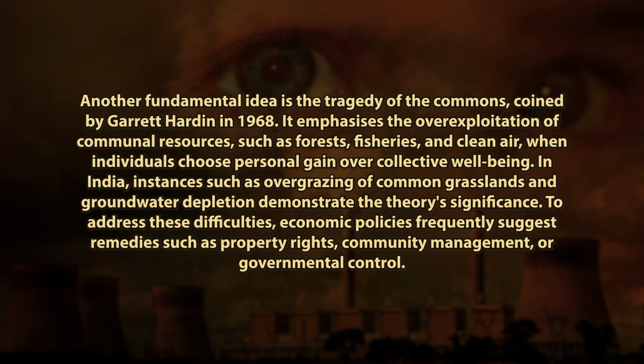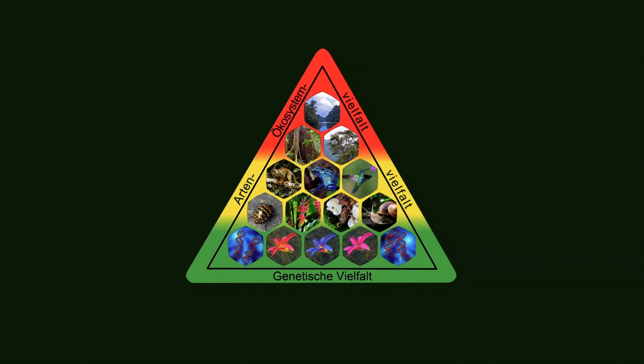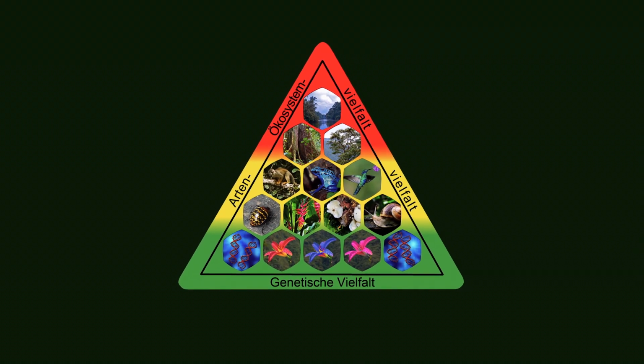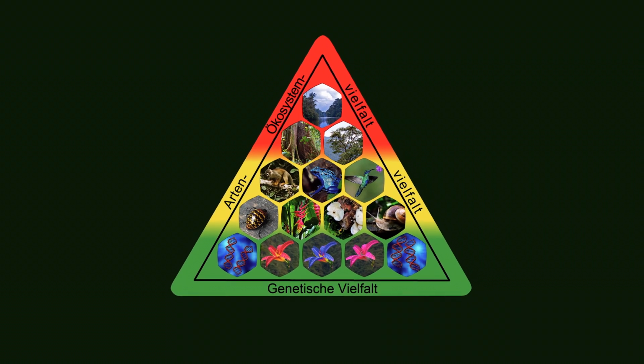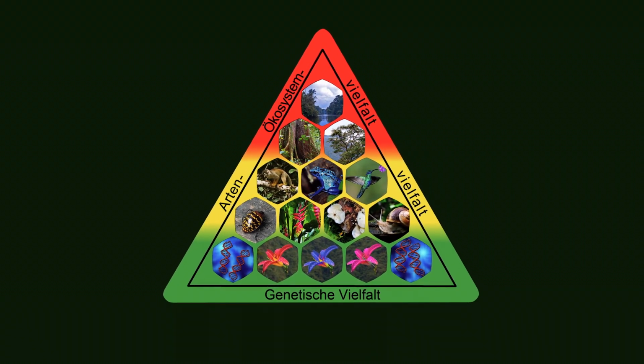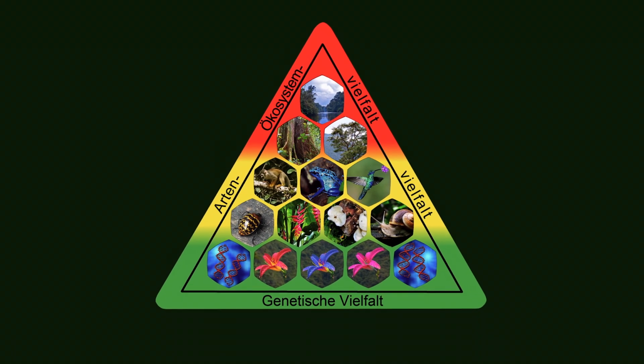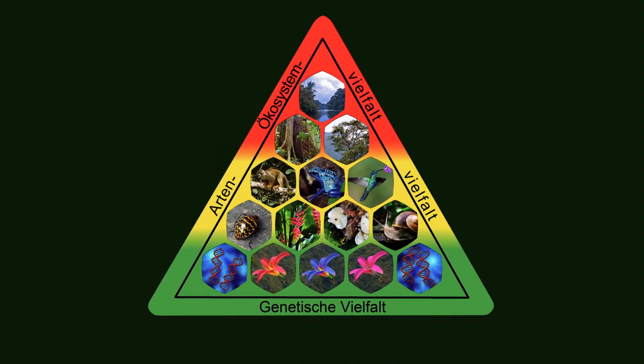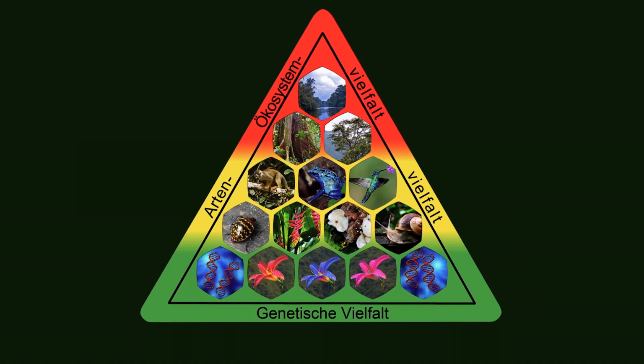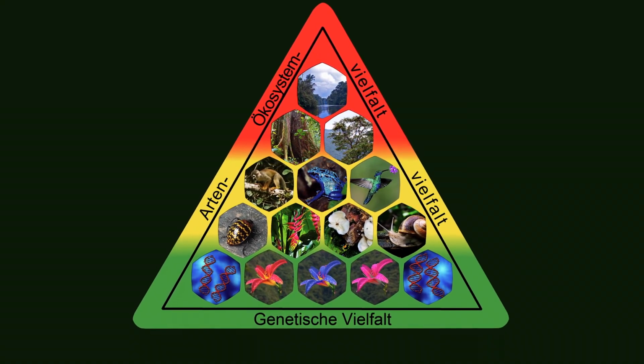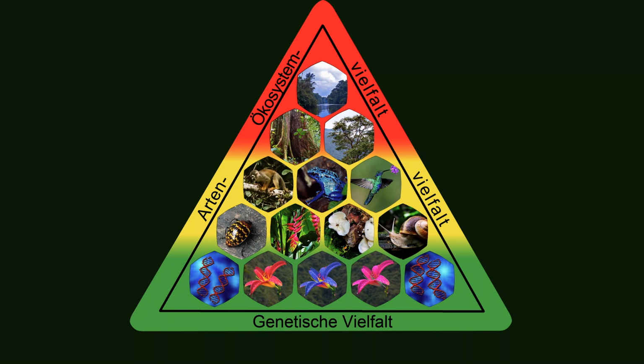To address these difficulties, economic policies frequently suggest remedies such as property rights, community management, or governmental control. Public goods are closely related to the tragedy of the commons. Environmental resources such as biodiversity and climate stability are non-excludable and non-rivalrous, which means that no one can be denied their advantages, and one person's usage does not deplete their availability for others.